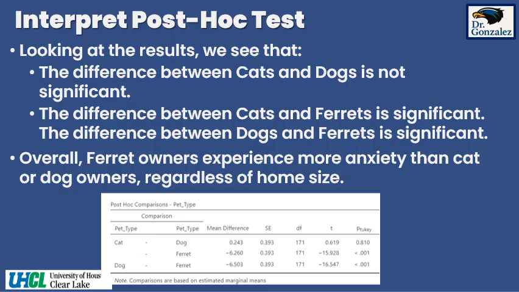So like we said, I didn't do an APA write-up for this one, just because I wanted to get this to you guys fast. You've got one example in there, so it should be sufficient. But again, if you look at the results, the difference between cats and dogs wasn't significant, but cats and ferrets, yes, and dogs and ferrets, yes. So interpreting this in plain language, overall ferret owners experienced more anxiety than cat or dog owners, and it was regardless of the home size, because we did not find an interaction.